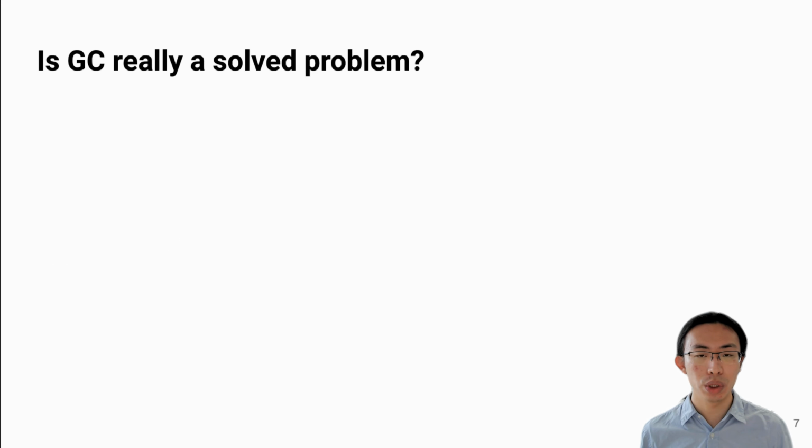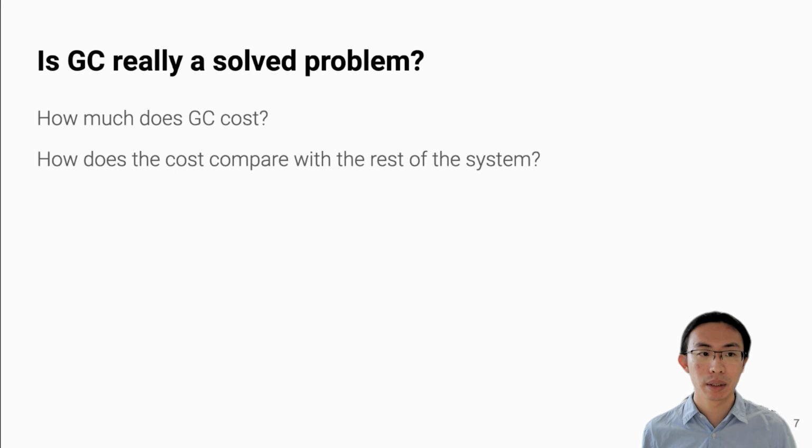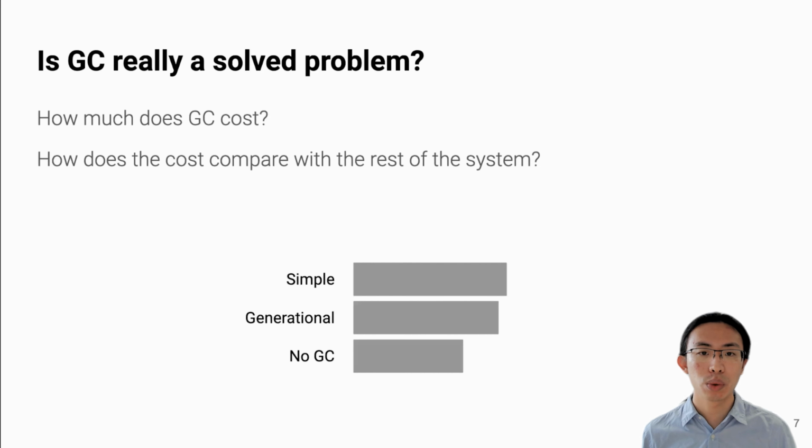To answer this question, we need to know the absolute cost of GC and compare that cost with the rest of the system. However, this is not an easy question to answer. Suppose you have 3 different GC algorithms and you can easily just take them, run an application, and measure the total costs. But there is no easy way to find out how much GC costs.